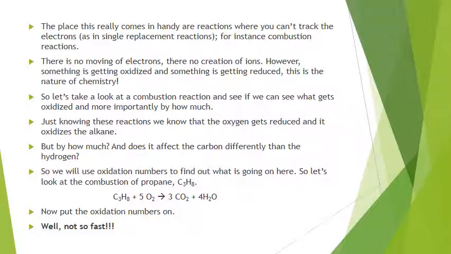Okay, so where does this come in handy, using oxidation numbers? Because you could see that we could just use what we learned about ionic, net ionic, and so forth. One place that we can use it is for combustion reactions or other reactions that we really can't tell what's going on with the electrons. There's no moving electrons that we can tell. So we're going to look at this reaction down here in a minute.